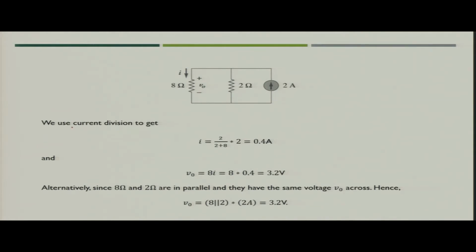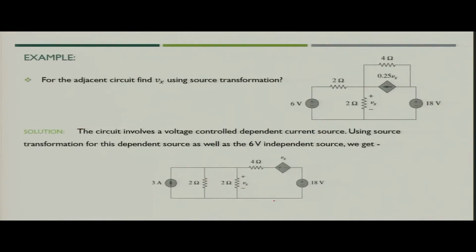So just simply use current division, you will get the current through the 8 ohm resistance as 0.4 ampere, and then voltage V0 is nothing but 8 into the current flowing through this, and you will get 3.2 volt. Similarly, since the voltage across this would be the same, you can club both of them and also find the voltage V naught. So, in both of the cases you will get the same voltage.